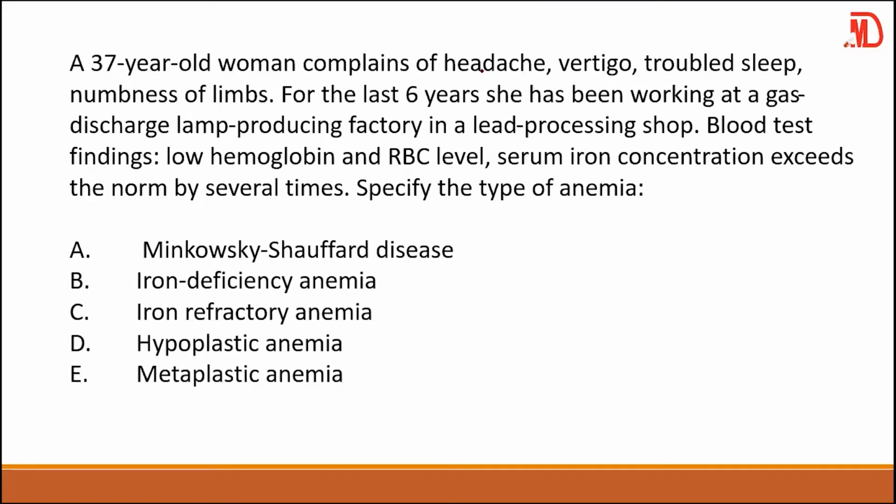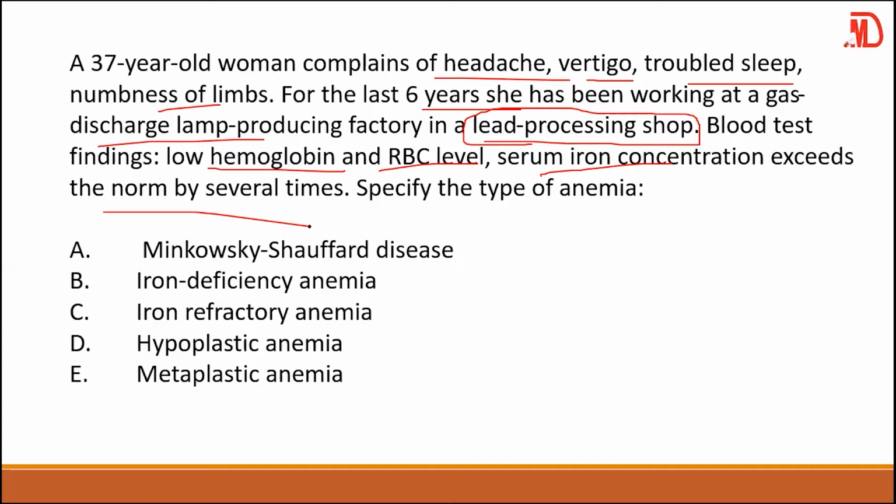A 37-year-old woman complains of headache, vertigo, troubled sleep, numbness of the limbs. For the last 6 years, she has been working at a gas discharge lamp producing factory in a lead processing shop. Blood tests revealed low hemoglobin, NRBCs. Serum iron exceeds the norm by several times. Specify the type of anemia.